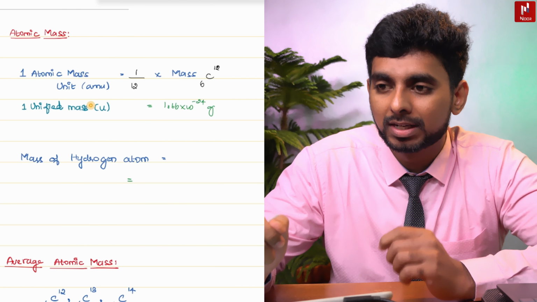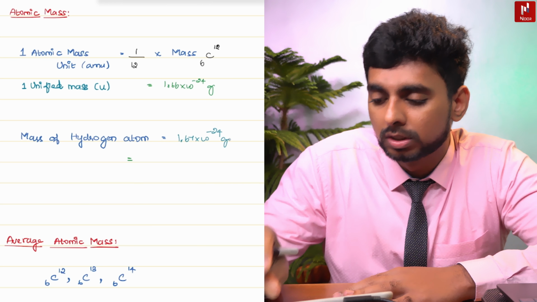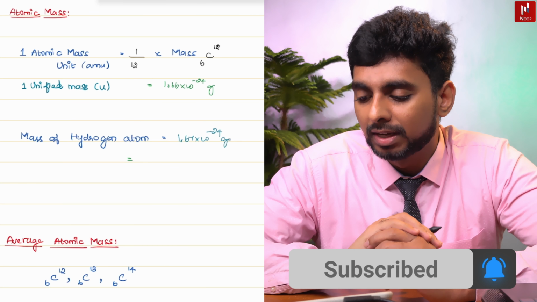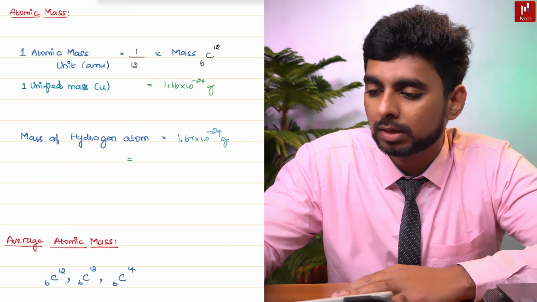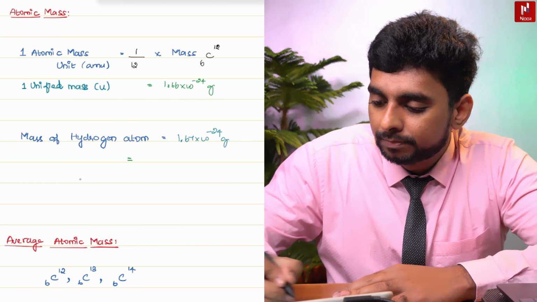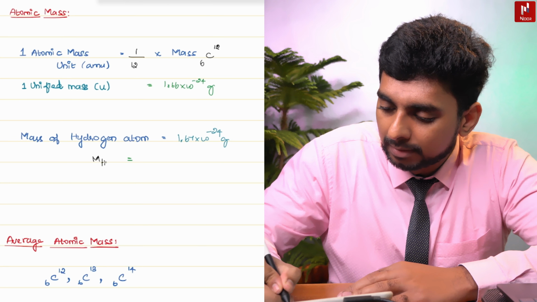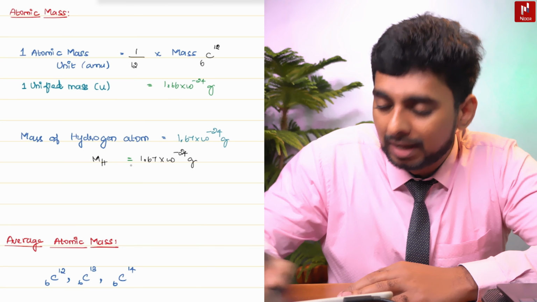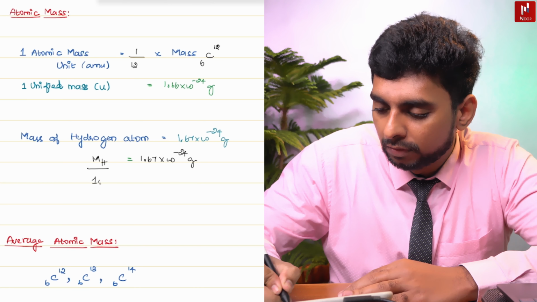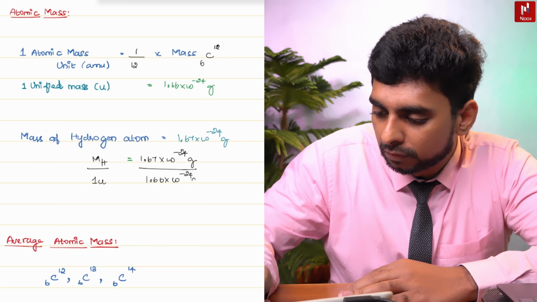We did the same experiment and found the mass of a hydrogen atom to be 1.67 into 10 power minus 24 gram. Got it? So this was the mass of one hydrogen atom. To get the mass of this atom in terms of unified mass, I'll have to do a simple ratio. The mass of hydrogen atom was 1.67 into 10 power minus 24 gram, and I'll compare it with unified mass. One unified mass is equal to 1.66 into 10 power minus 24 g, right?